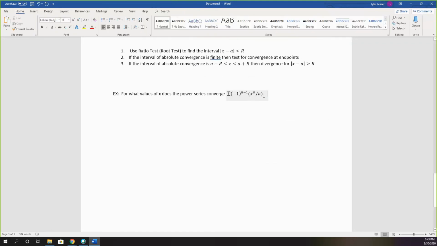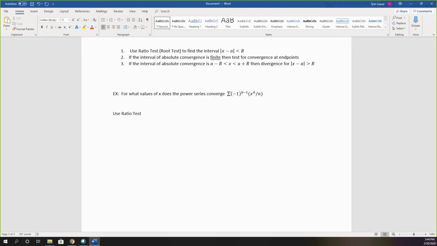Okay, so we're looking at the sum of (-1) to the n minus 1, x to the n divided by n, as n goes from 0 to infinity. So this is my power series. This is not geometric anymore, so we can't use the geometric series here. We're going to have to use either the ratio test or the root test. Both of them would be equally as easy. I'm just going to go ahead and do the ratio test so we can get some more practice with that.